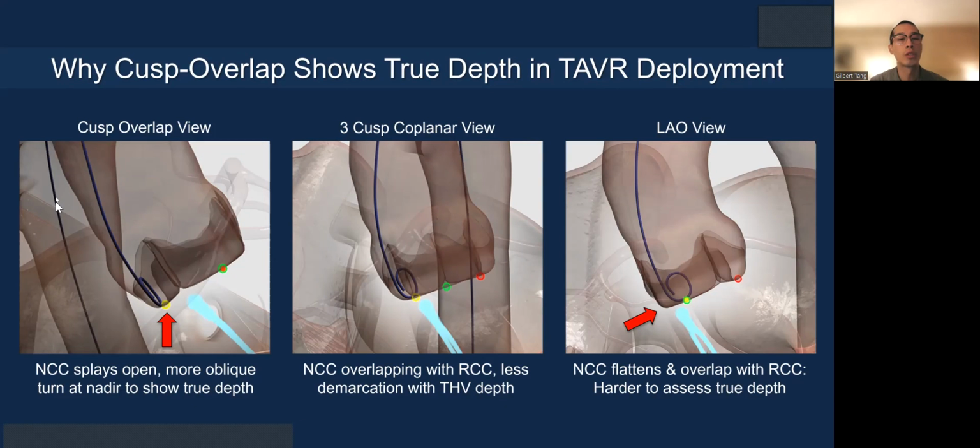And here's how it looks, the true depth of the Cusp Overlap view. It separates away from the membranous septum, highlighted in blue here, and so the non-coronary cusp is splayed more open. As you go to the free cusp view and the LAO view, you can see the non-coronary cusp is now much wider, so it's harder to gauge the true depth because it flattens and overlaps with the right coronary cusp.